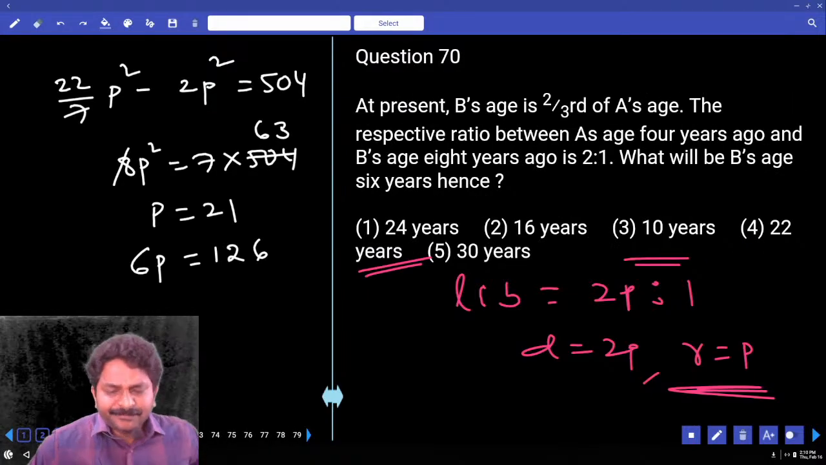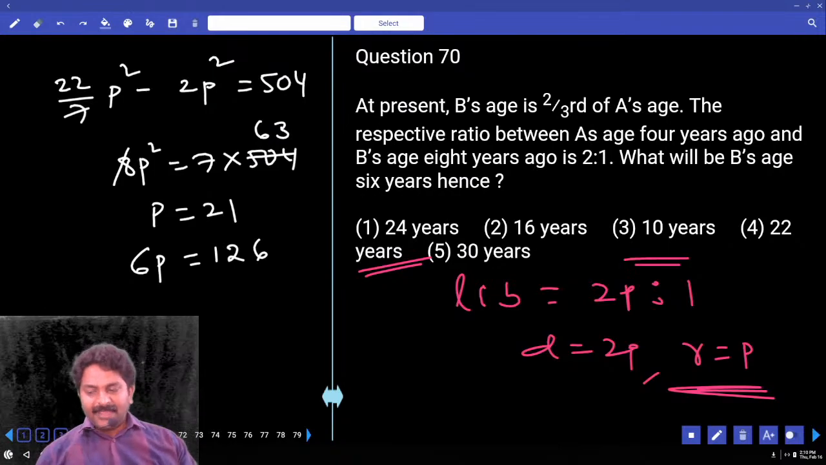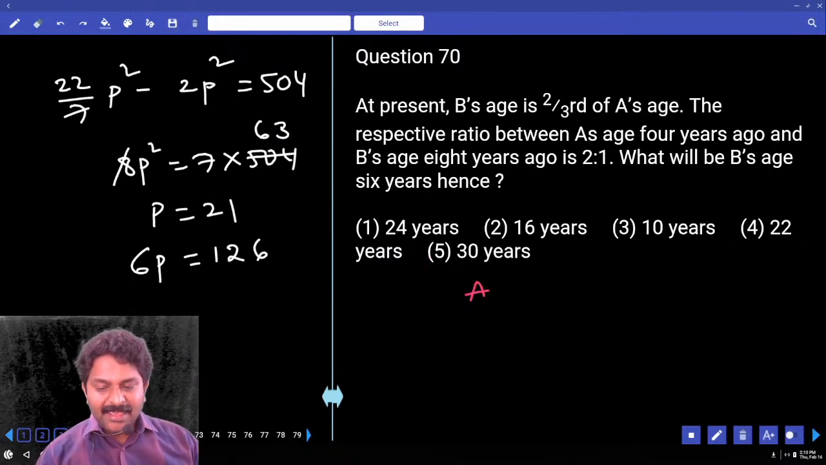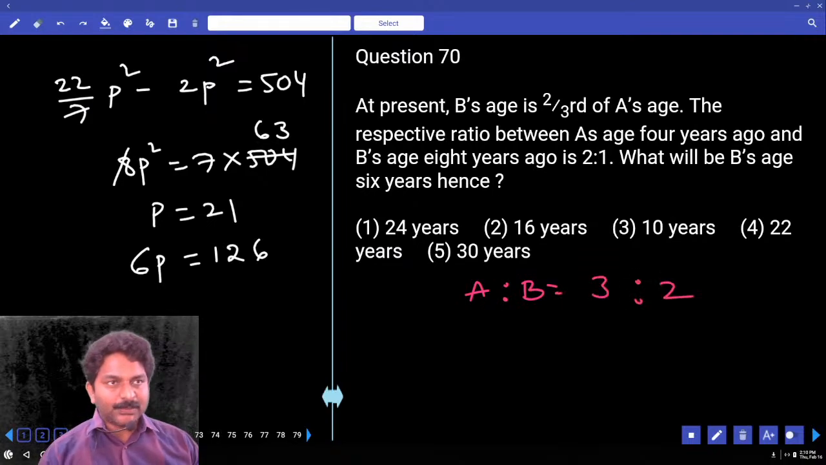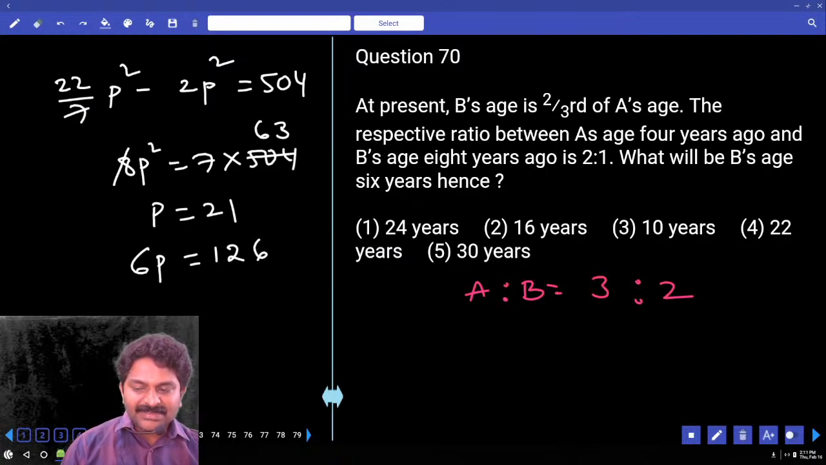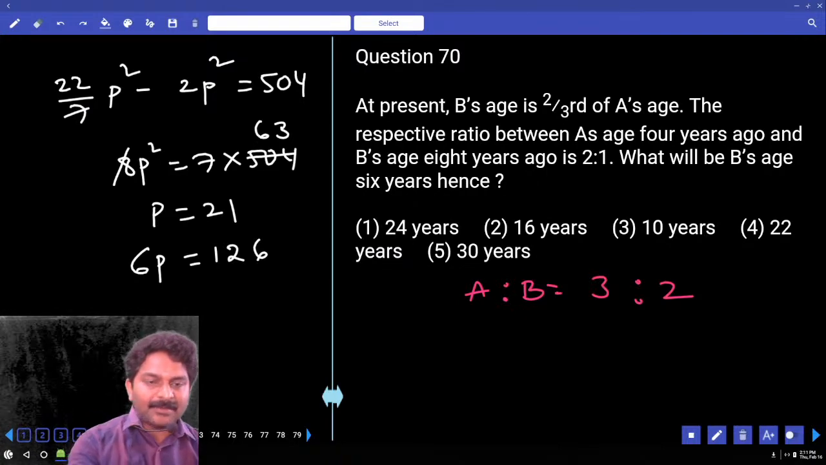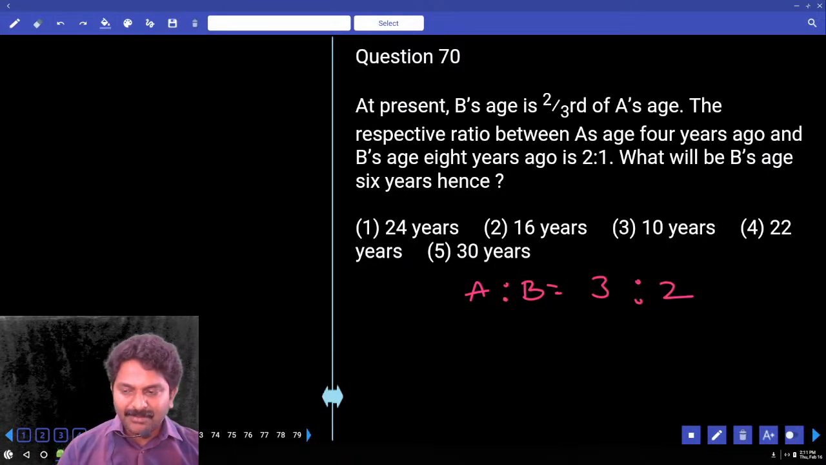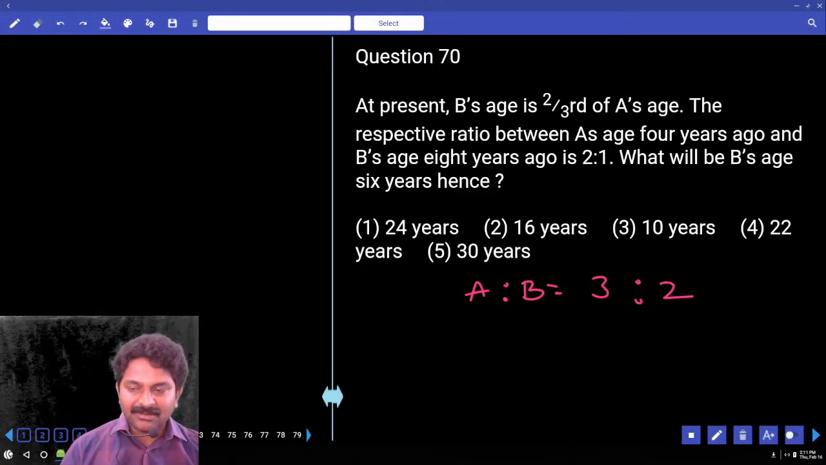At present, B's age is 2/3 of A's age. That means A and B's ages are in the ratio 3:2. Denominator is 3, so A must be 3 parts. The ratio between A's age 4 years ago and B's age 8 years ago is 2:1. B's age 6 years hence will be... it should definitely be an even number. All the options are even. More than that, we don't have information.